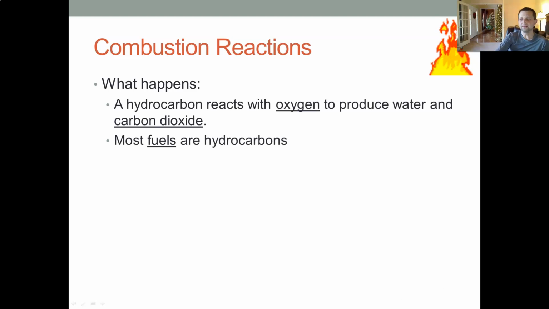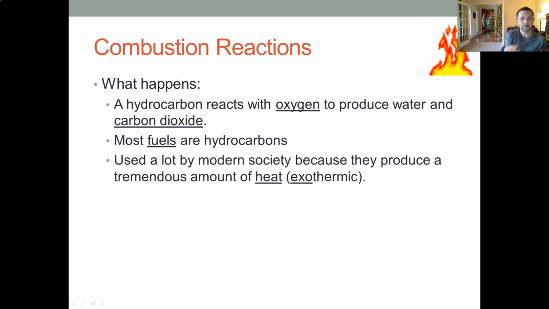This is a really easy reaction type to identify because you always start with a hydrocarbon. Believe it or not, a hydrocarbon contains two elements, hydrogen and carbon. Okay, so that's not too hard to identify there. And it's always going to produce the same two products, water and carbon dioxide, so H2O and CO2. Most fuels are hydrocarbons. That's why these reactions are so important.